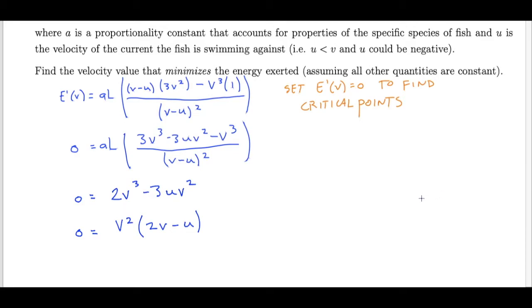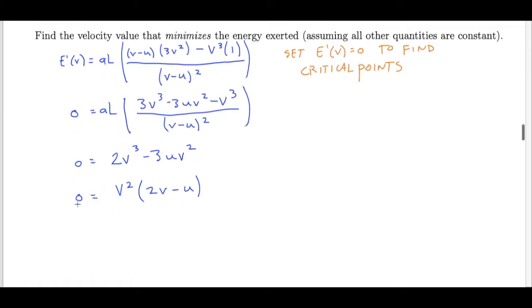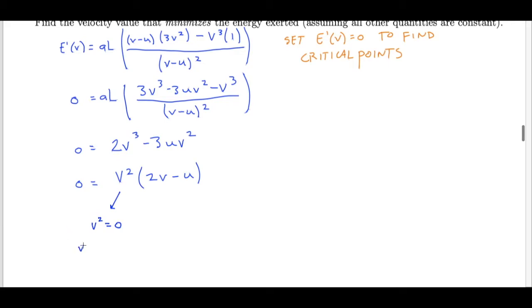I'm now left with a product of two quantities that equal 0. It's a very common thing that we run into. And so in order to identify the values of v that will make this equation true, I'll set each of those quantities individually equal to 0. This first equation says v squared equals 0, which implies v equals 0. So the fish is dead, or the fish is not moving. There's no velocity. So it's not a particularly interesting case, so we'll take the liberty of ignoring that.